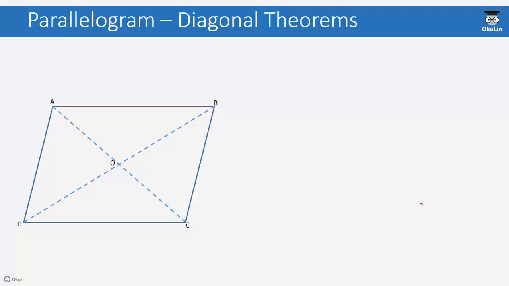Let us learn about diagonal theorems related to parallelograms. Till now, we have learned about the theorems related to the sides of a parallelogram and the angles of a parallelogram. Now, we learn about theorems related to the diagonals. The first theorem states that the diagonals of a parallelogram bisect each other.